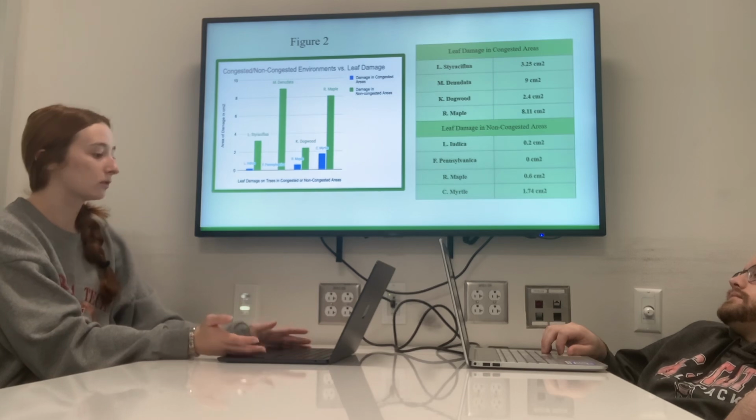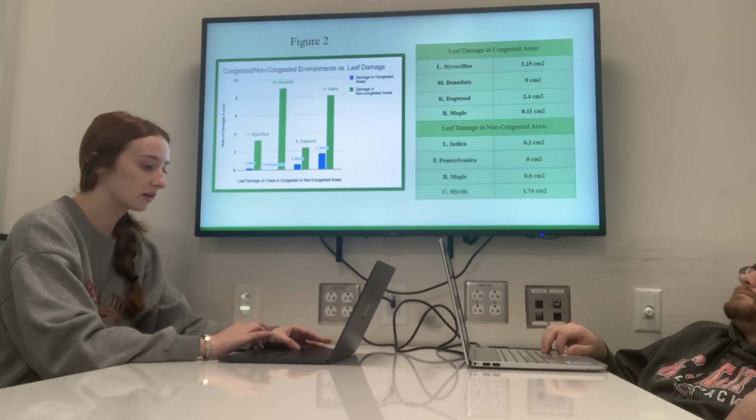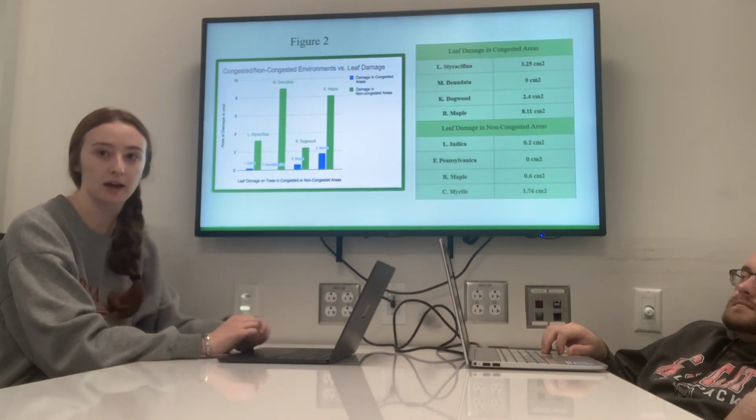So here's figure 2. In figure 2 we compared the damage of the leaves in congested areas versus non-congested areas. Trees in non-congested areas had significantly more damage than trees in congested areas. The quantitative data is the average measurements of the leaves along with their damage in centimeters squared. The qualitative data in figure 2 is how the environment can affect how much damage the leaves have.